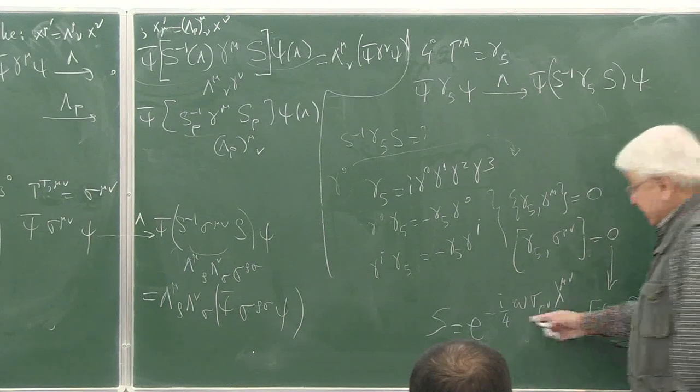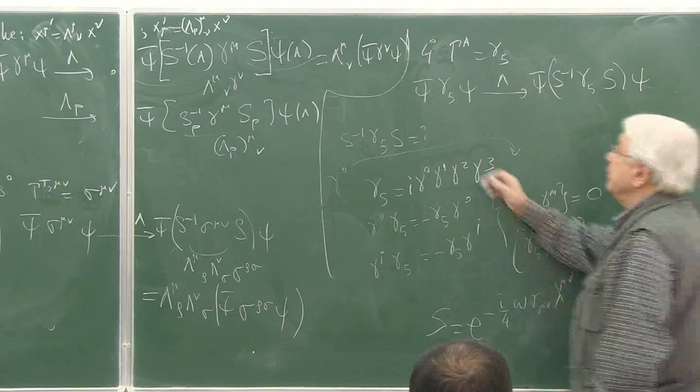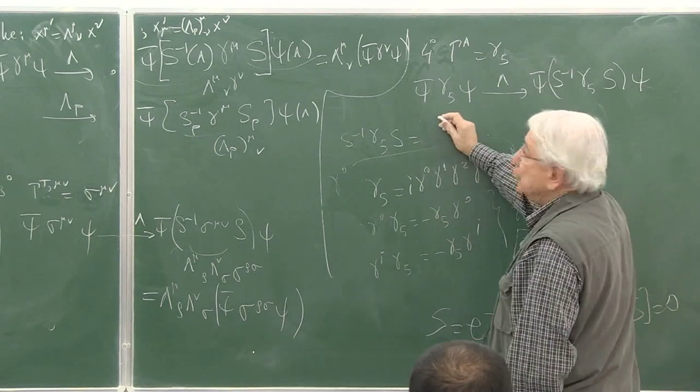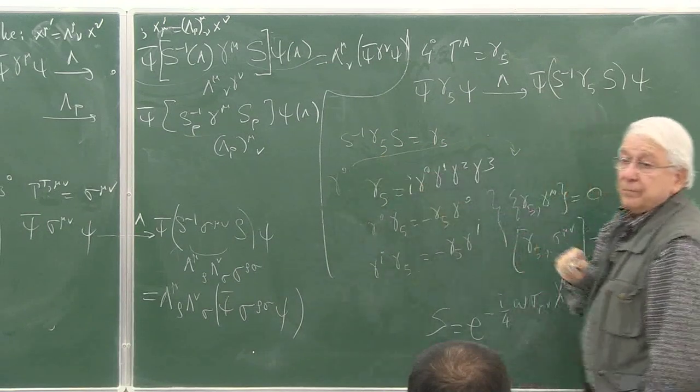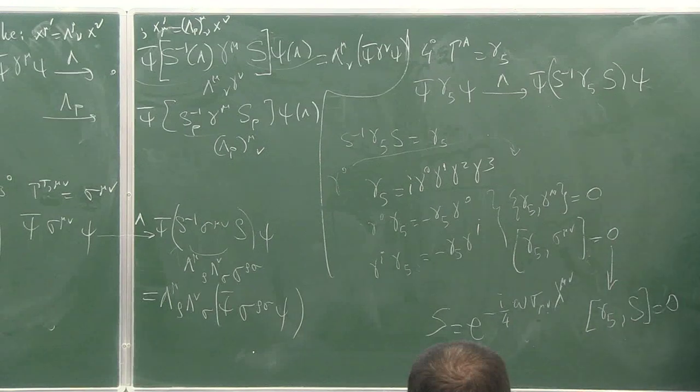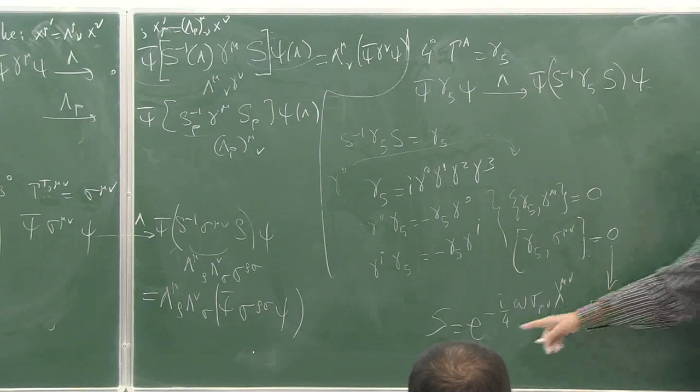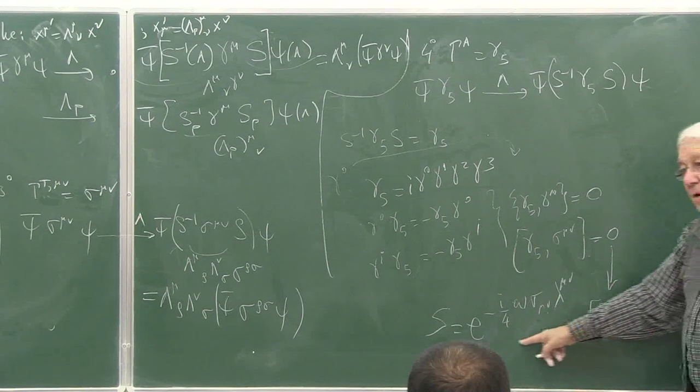Okay. So if it commutes with sigma mu nu, it commutes with S. So what do I have? Gamma 5 commutes, jumps over, and S inverse times S is 1. So this is for the proper Lorentz transformation. This is the definition of proper Lorentz transformation.